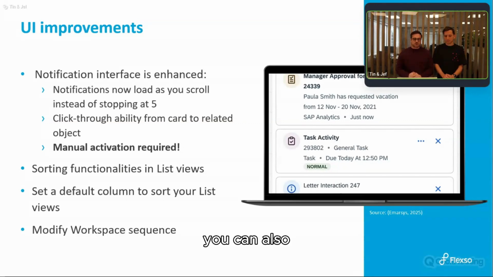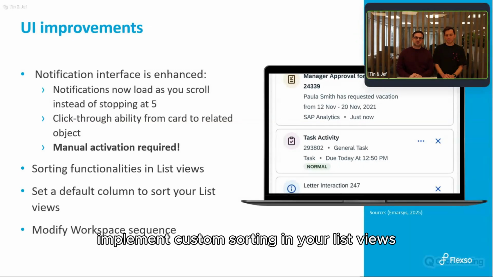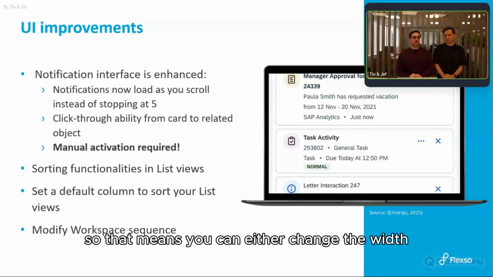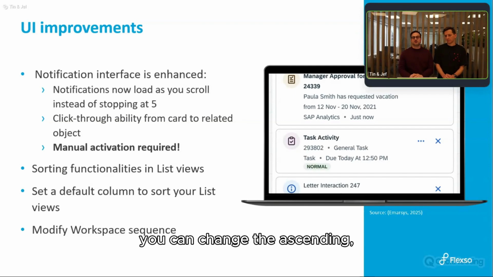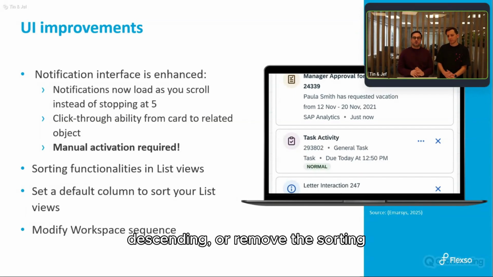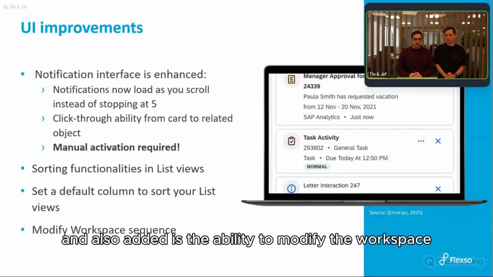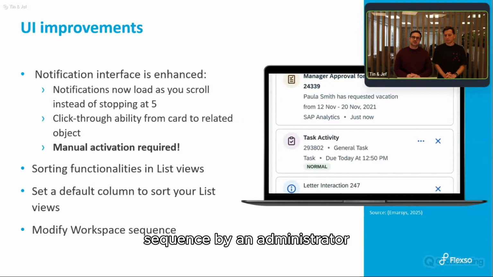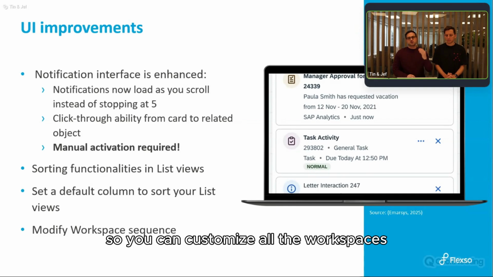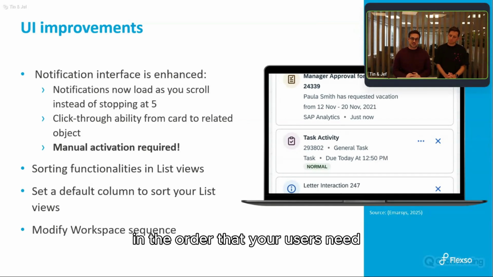You can also implement custom sorting in your list views. So that means you can either change the width, you can change the ascending, descending, or remove the sorting. And you can also, even as an end user, set your own default column by which you wish to sort. And also added is the ability to modify the workspace sequence by an administrator, so you can customize all the workspaces in the order that your users need.